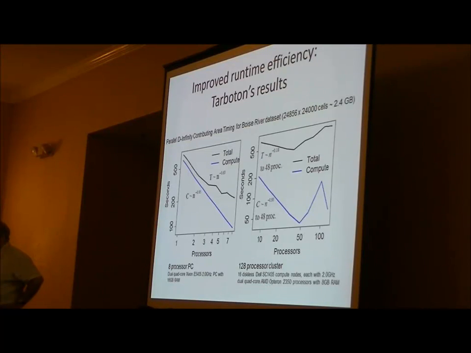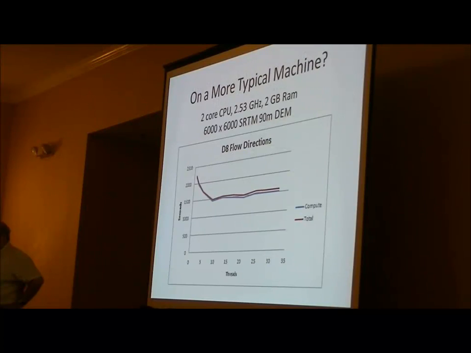But most of us don't have PCs with 8 processors. So what happens when you run it on something more mundane, something you're more likely to have? This is my laptop. It's a few years old now and only has 2 cores. The D8 flow directions is one of the longest running of the TauDEM tools, and I took the biggest DEM I could find, which is 6,000 by 6,000. If you know about SRTM 90-meter DEMs, it's a whole one, a big one. It's 36 million cells.